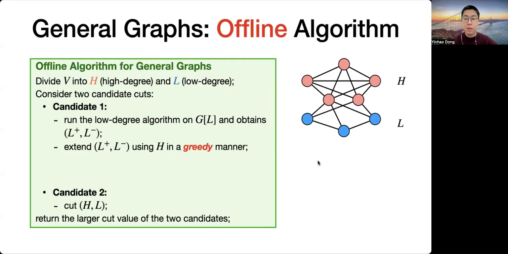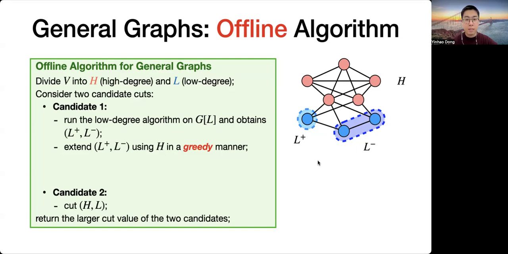So in this graph, we have already divided all the vertices into high degree vertices H in red and low degree vertices L in blue. We first run the low degree algorithm on GL. What does the low degree algorithm do? It simply follows the predictions. So we obtain L plus, L minus, where L plus is the set of vertices in L with predicted labels +1, and L minus is the set of vertices in L with predicted labels -1. Then we perform a greedy extension of L plus, L minus using vertices in H.